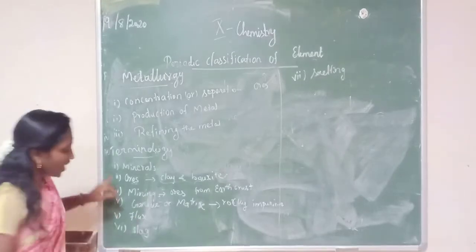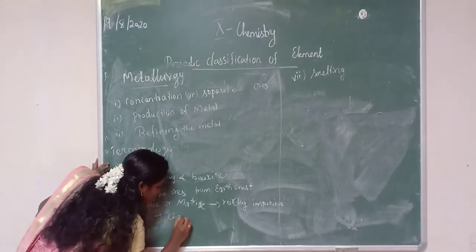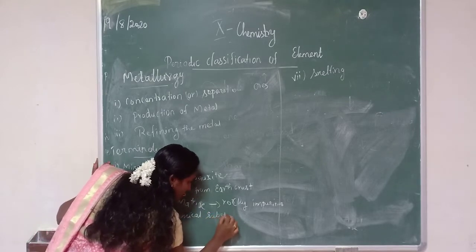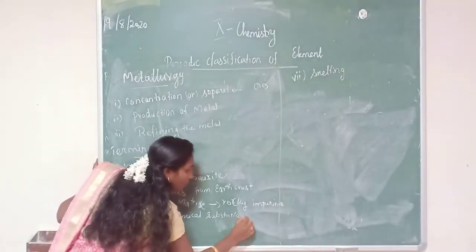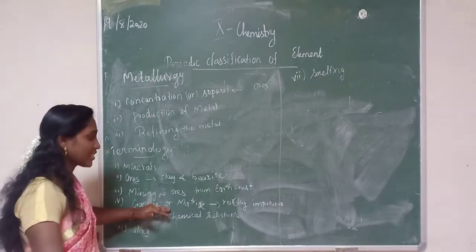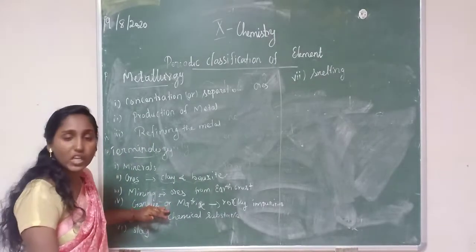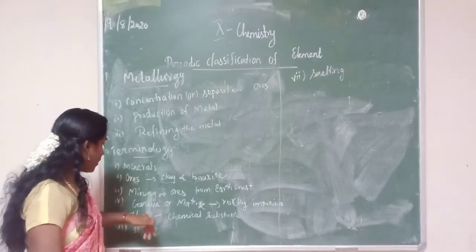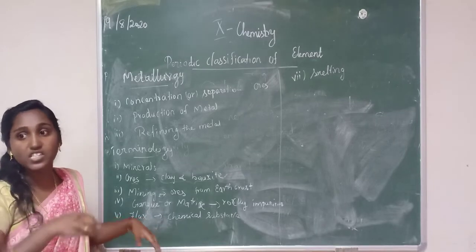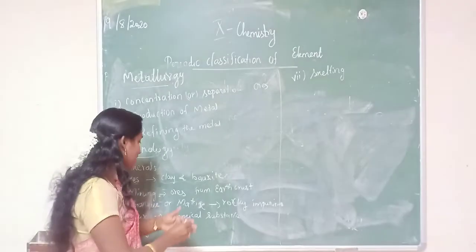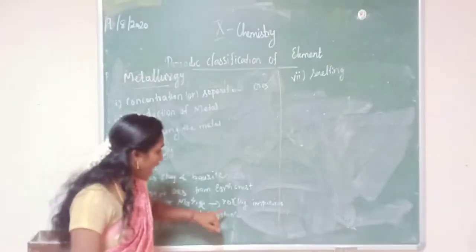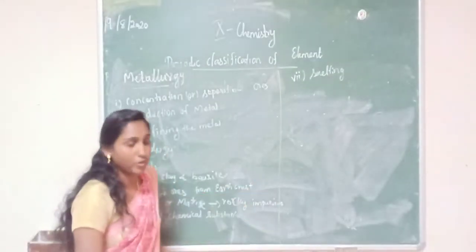Then flux. Flux means it is a chemical substance. It is added to remove the impurities. When we are adding the flux to the gangue, which contains rocky impurities, the impurities will be separated. So the chemical substance is added to remove the impurities.